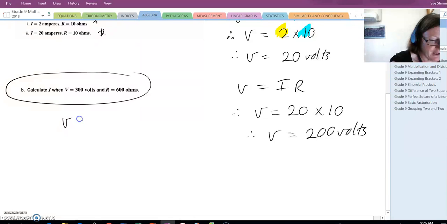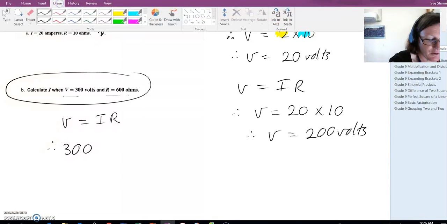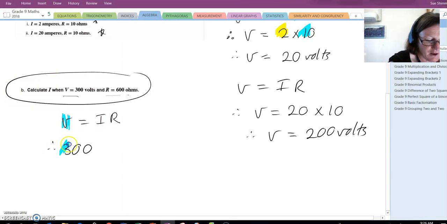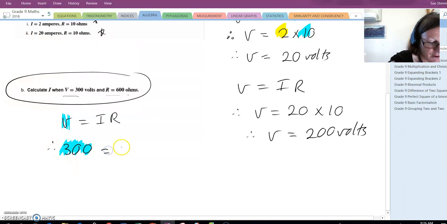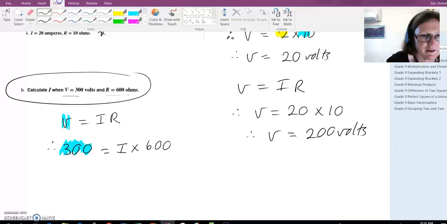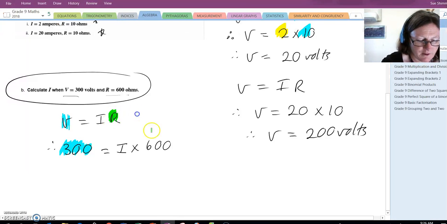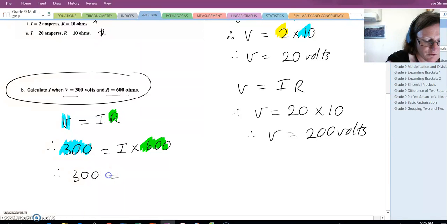Our formula was V is equal to IR. This time it tells us what V is and it tells us what R is. So in place of V, I'm going to write 300 because I'm told that V is 300. So instead of V, I'm writing 300. I then write equals I, because I don't know I, and I times that by 600 because we're told that R is 600. So instead of R, I'm putting 600. So I've substituted in there. Then what I do, 300 is equal to I times 600, which is 600I.